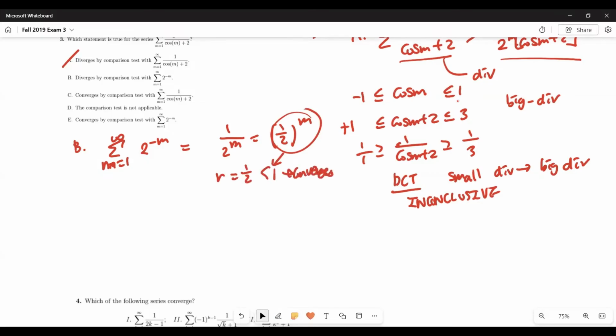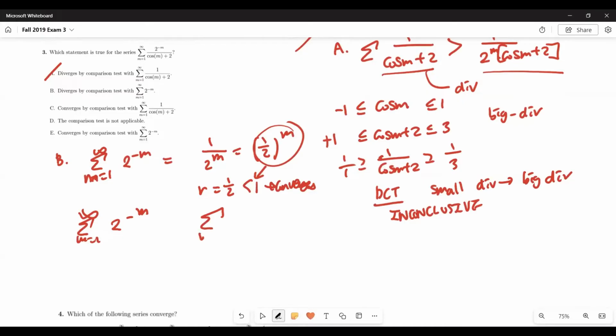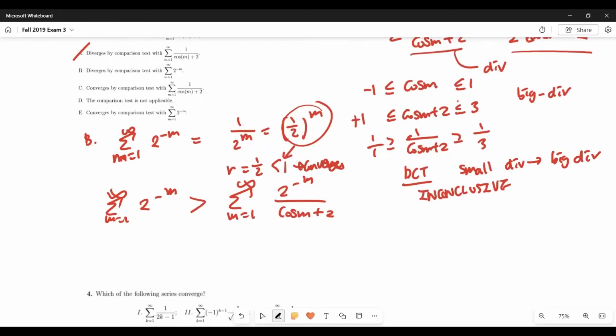Okay, now let's compare the sum from m equals 1 to infinity of 2 to the negative m, and the sum from m equals 1 to infinity of 2 to the negative m times 1 over cosine m plus 2. So since this one is bigger, right? And we know that the bigger one converges, and if the bigger one is converging, then we also know the small one is converging. But it says diverges, so B is not right.